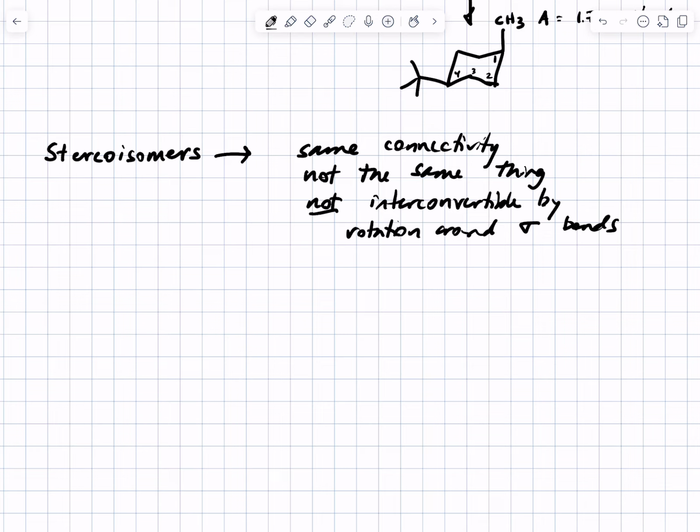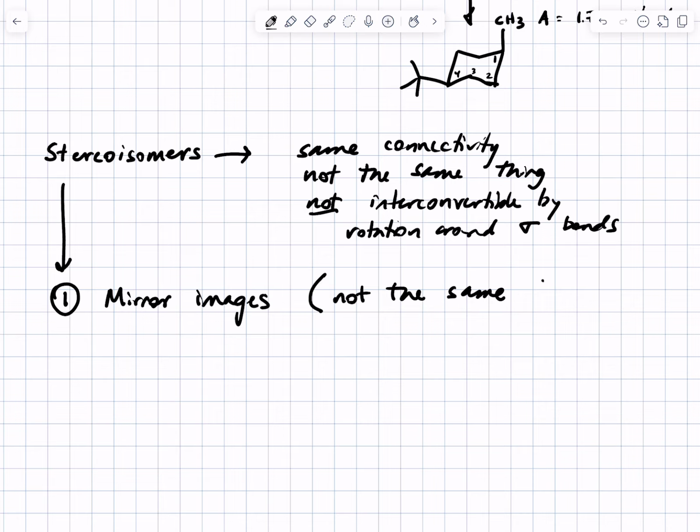All stereoisomers have the same connectivity, but are not the same thing. But there are 2 different classes of stereoisomers. The first is stereoisomers that are mirror images of each other, but again, not the same thing. That's true for all stereoisomers. So molecules that are mirror images of each other but are not the same thing are called enantiomers.